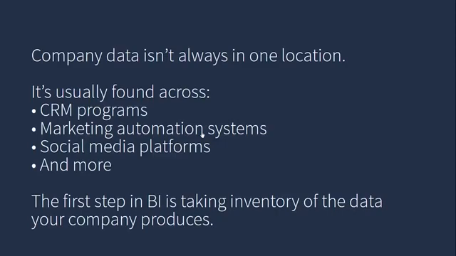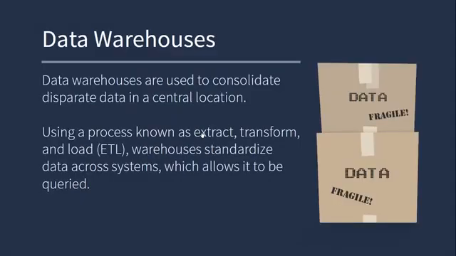So the first step for companies looking to implement business intelligence is in taking inventory of that data, finding all the different sources, and figuring out how you can analyze them all, how you can cross-reference them. One of the main ways that companies do this is data warehouses. Data warehouses are used to consolidate disparate data into a central location. Using a process known as extract, transform, and load, ETL, data warehouses standardize data across those different systems that I just mentioned. They pull it all into one place, and then you can query it, you can ask questions, and you can get those results pretty quickly.